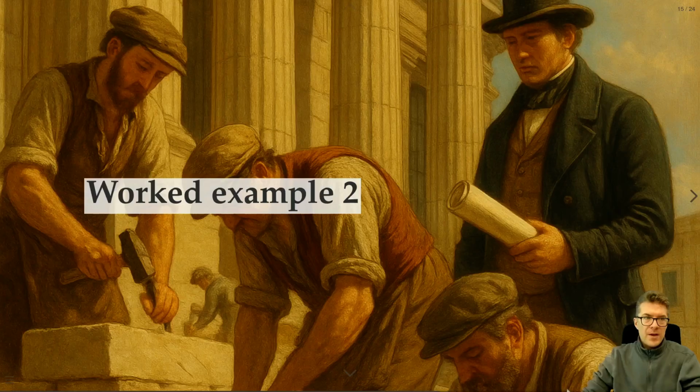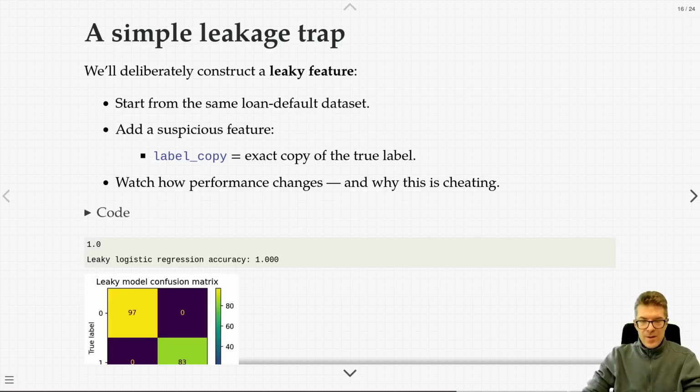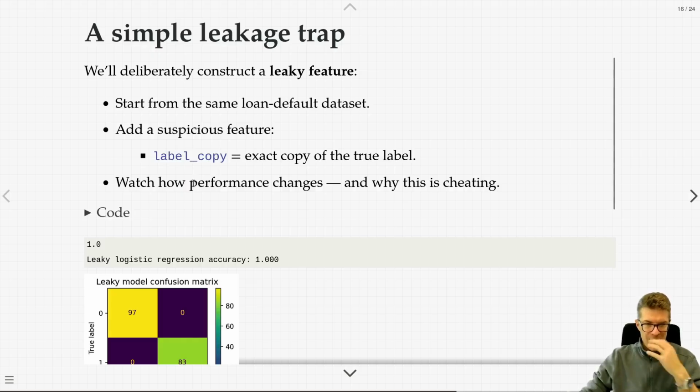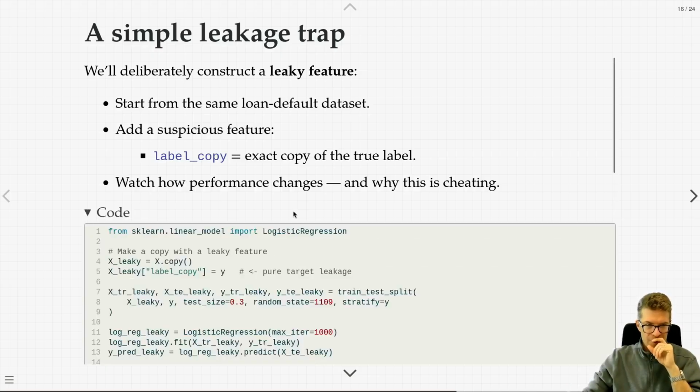Another worked example. Here's a little leakage trap to exemplify this issue. We'll start with the same loan default data set, but we're going to add a suspicious feature called label copy. This is a pathologically simple example. It's rarely this obvious in real life, but sometimes it's close. Here we have an exact copy of the true label, and we're going to put that into the input. So we're going to have our risk score and the copy of the label we're predicting as inputs X, and we're going to predict the same label as Y, and see how performance changes.